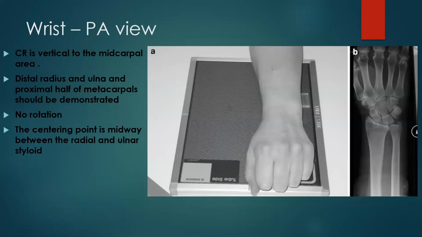Wrist PA view. CR is vertical to the mid-carpal area. Distal radius and ulna and the proximal half of the metacarpals should be demonstrated. No rotation. The centering point is midway between the radial and ulnar styloid.